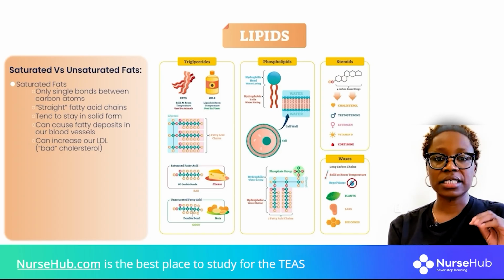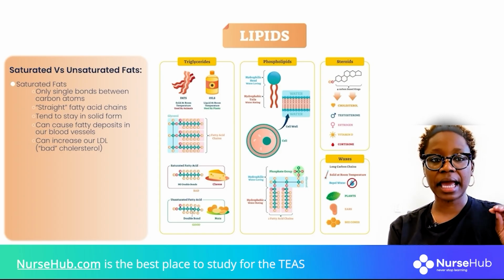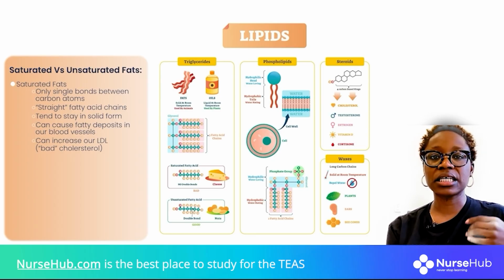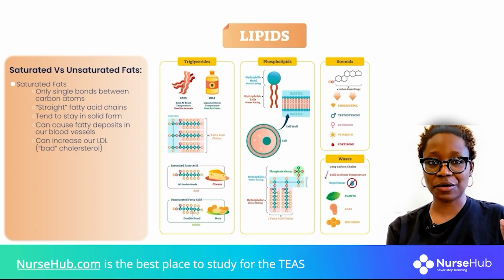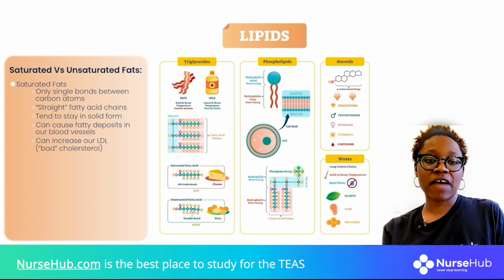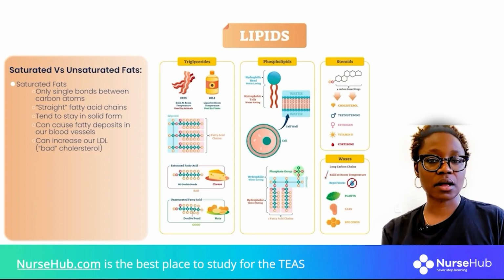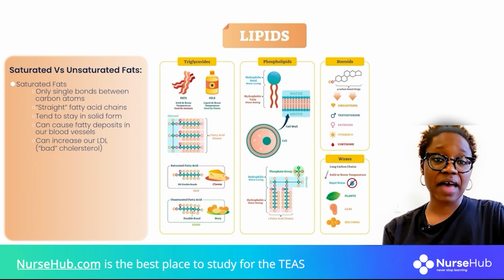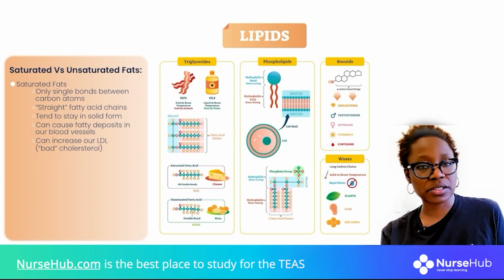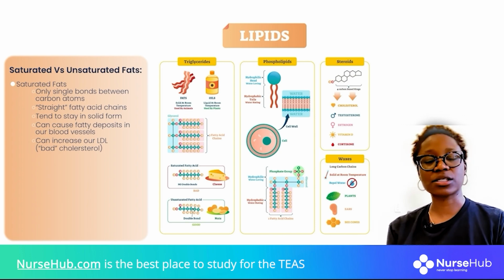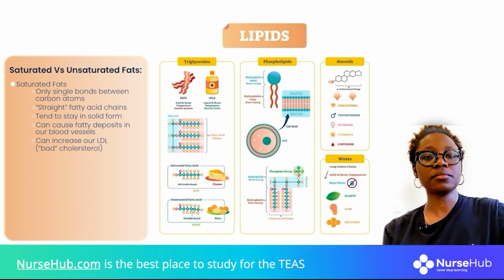These fats tend to stay in a solid form and can cause things like fatty deposits in your blood vessels, which can lead to conditions like atherosclerosis. Saturated fats can also increase our LDL, or bad cholesterol. Experts believe that these fats inhibit special receptors in our livers that remove cholesterol from our blood.